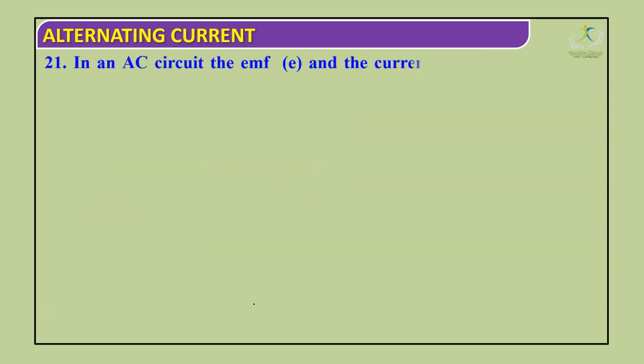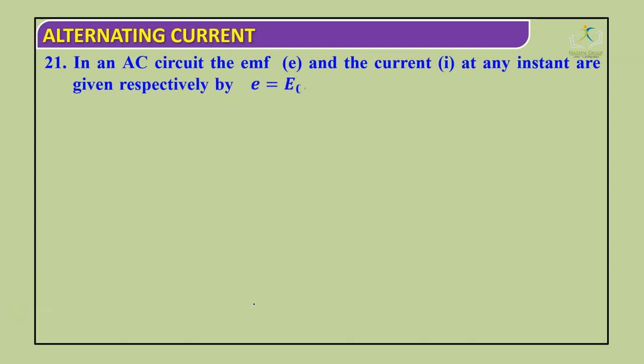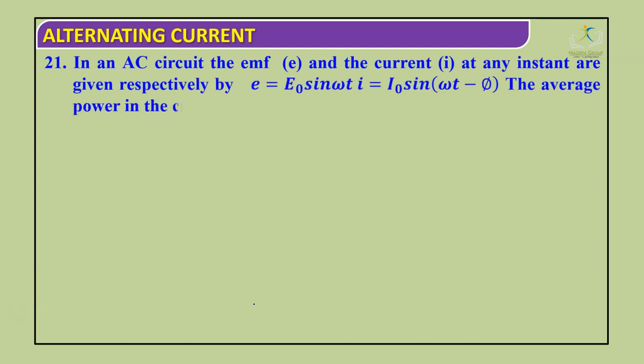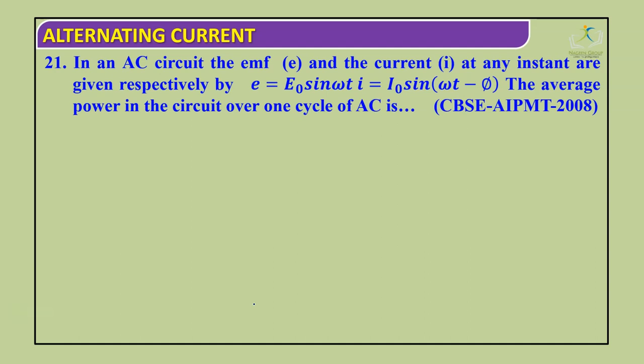Next question we have: in an AC circuit, the EMF E and the current I at any instant are given respectively by E equals E naught sin omega t and I equals I naught sin (omega t minus phi). The average power in the circuit over one cycle is: E naught I naught by 2, E naught I naught by 2 sin phi, E naught I naught by 2 cos phi, and E naught I naught.